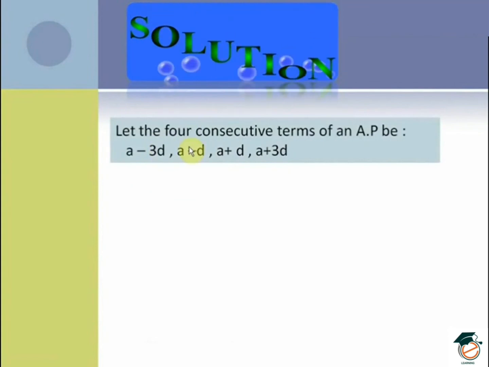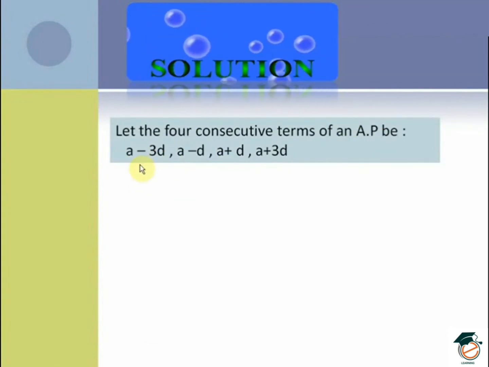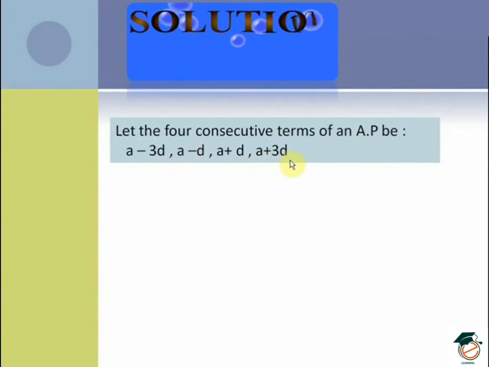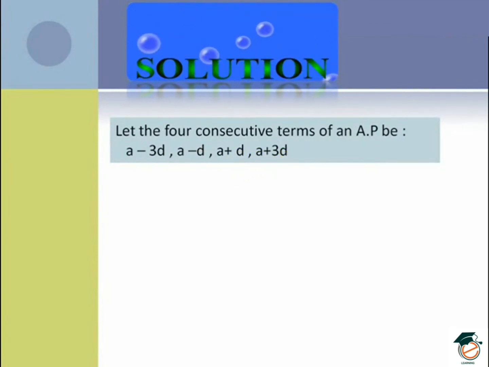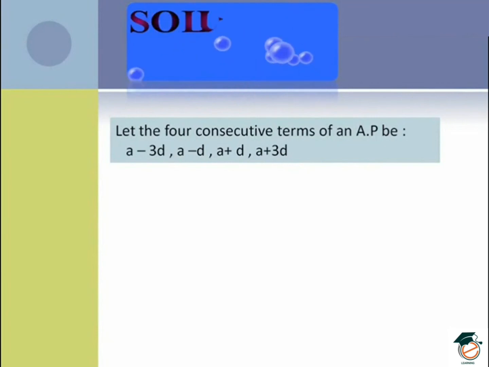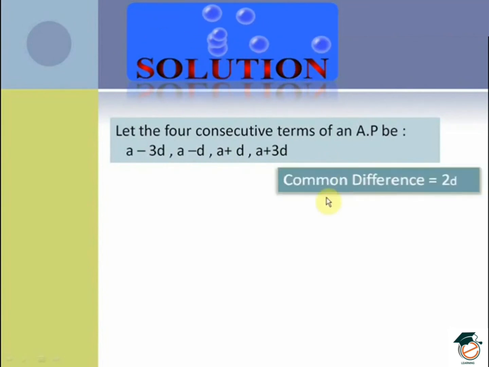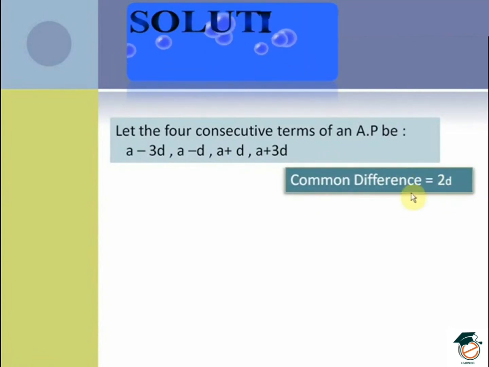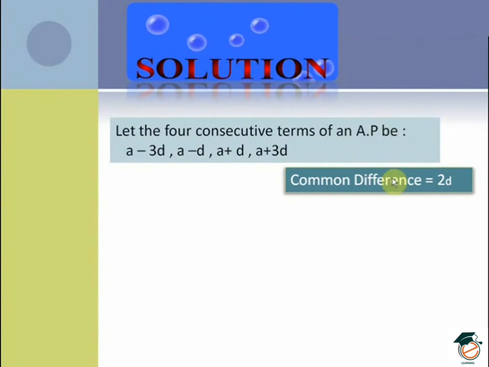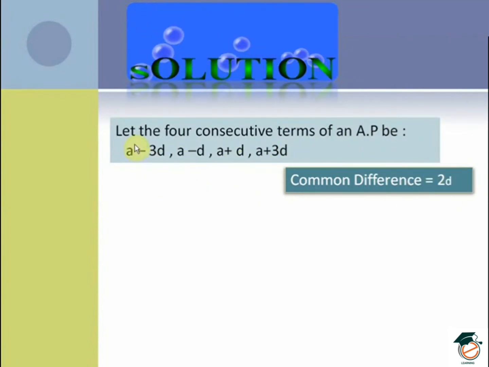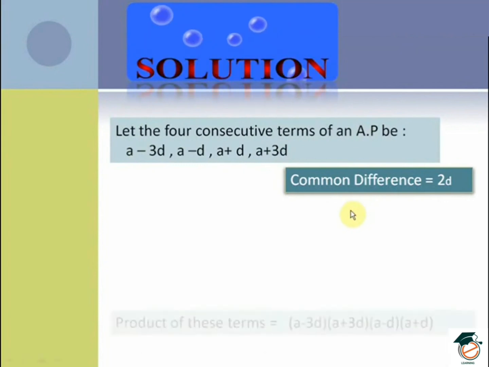Let us say that the four consecutive terms of the AP are A minus 3D, A minus D, A plus D and A plus 3D. We have earlier seen that if we have to take four consecutive terms of an AP, then we choose them as A minus 3D, A minus D, A plus D and A plus 3D. Here the common difference is equal to 2D. We have taken an AP in which the common difference is equal to 2D, and thus these are the four consecutive terms of this AP.